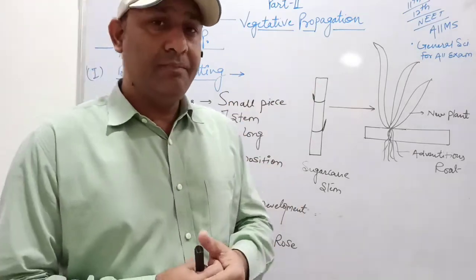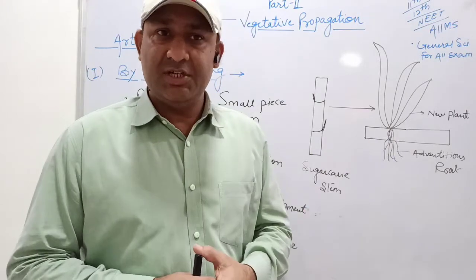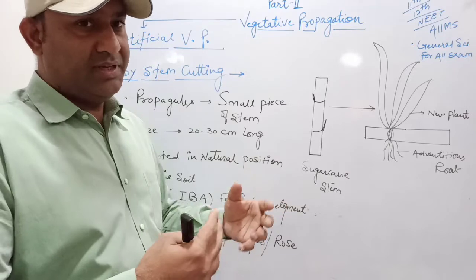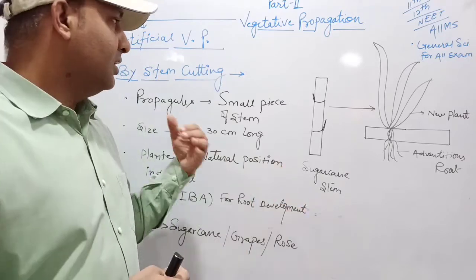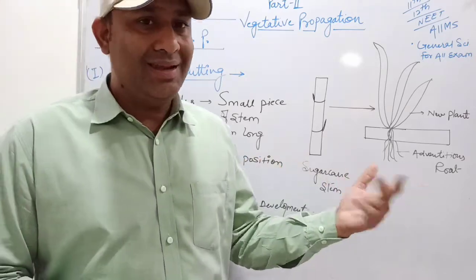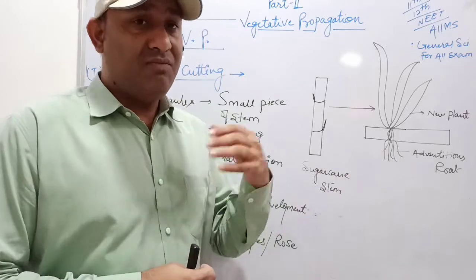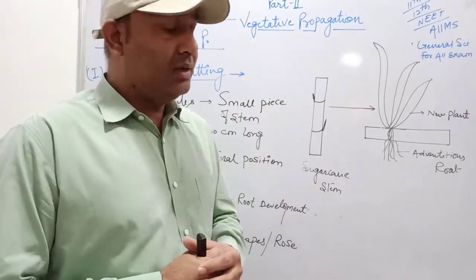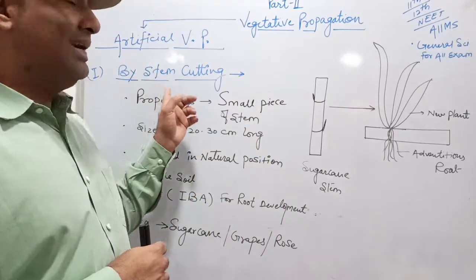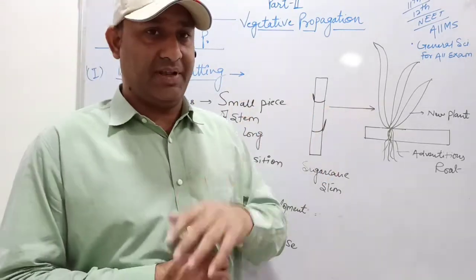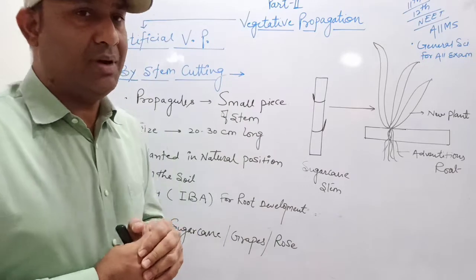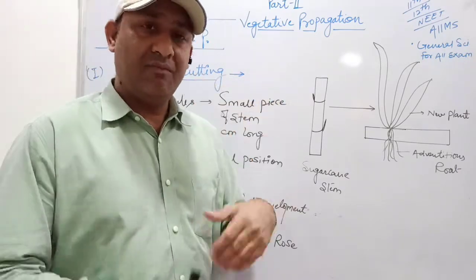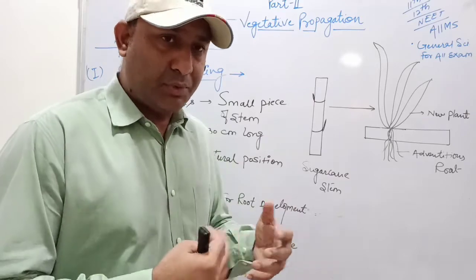I explained two types of vegetative propagation. First is natural, second is artificial. Natural vegetative propagation has three types: by stem, by root and by leaf. Artificial vegetative propagation, in which there is human involvement, has three types: cutting, layering and grafting. So today we will discuss cutting, layering and grafting with examples and the process.